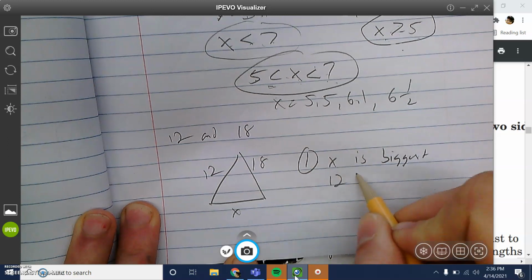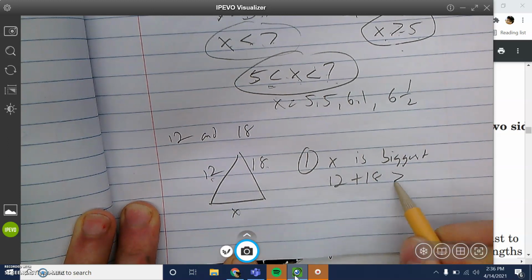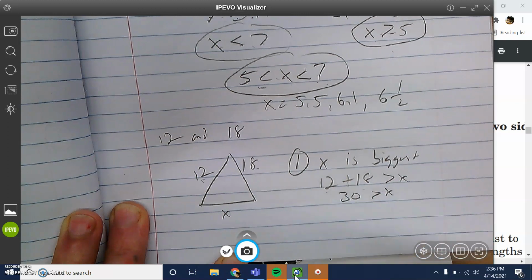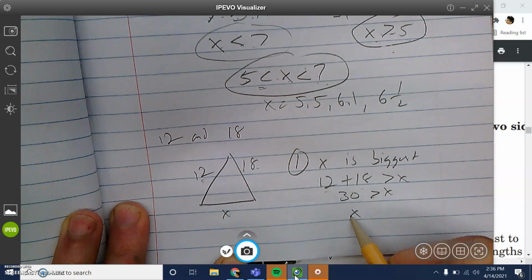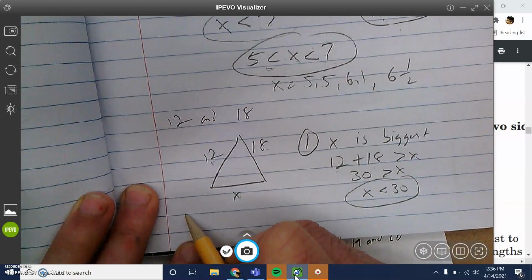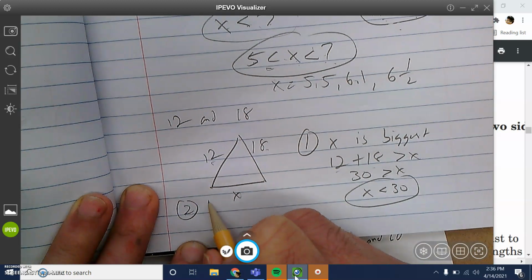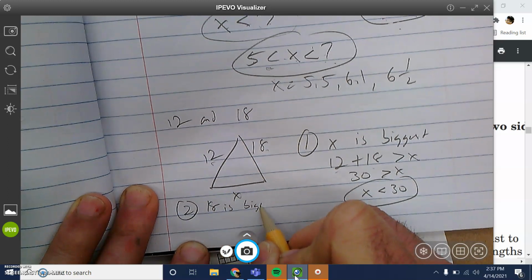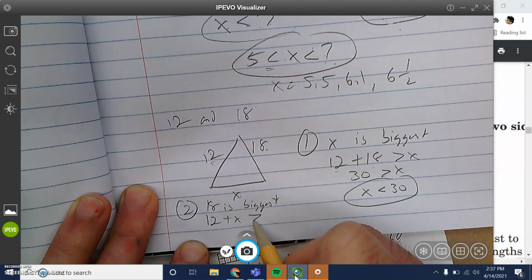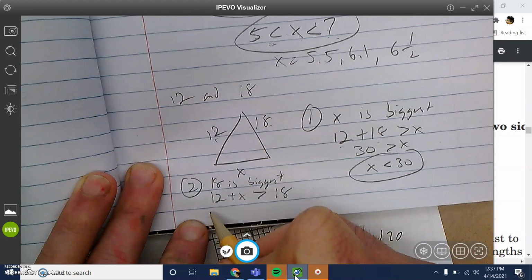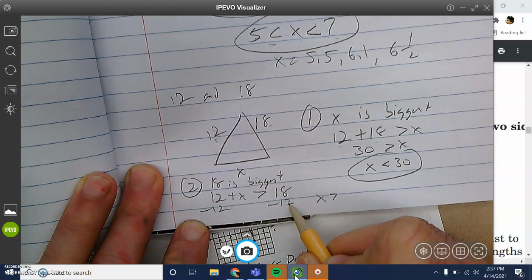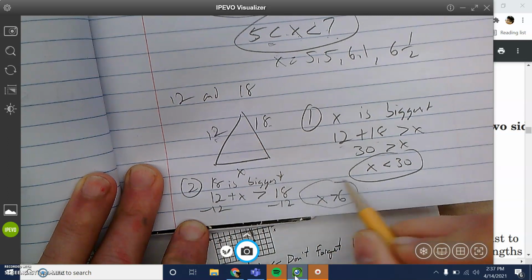So that would mean that 18 and 12, the smaller sides, have to be bigger than x. So that would mean 30 is bigger than x, so x is less than 30. So anything x is less than 30. Second stipulation is that 18 is the biggest. So that would mean these two, 12 plus x, have to be bigger than the biggest side, 18. So subtract 12, subtract 12. So x has to be bigger than 18 minus 12, which is 6.